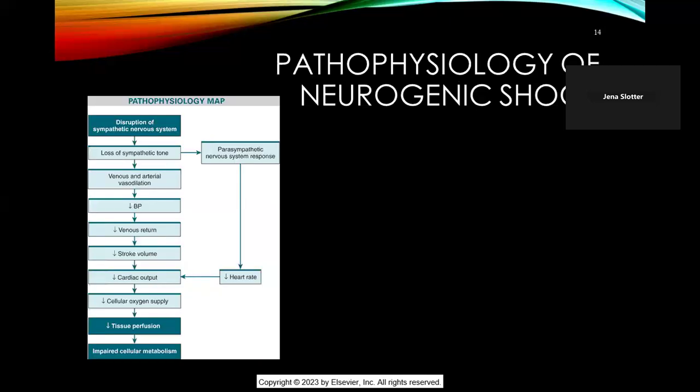So just another one of these little pathomaps for the neurogenic shock, and we're going to go over most of this, but just so you have it in picture form. First you see that loss of the sympathetic tone. You see the vasodilation, which is then going to decrease blood pressure, decrease venous return, stroke volume, cardiac output, cellular oxygen supply, tissue perfusion, and then you have the impaired cellular metabolism.